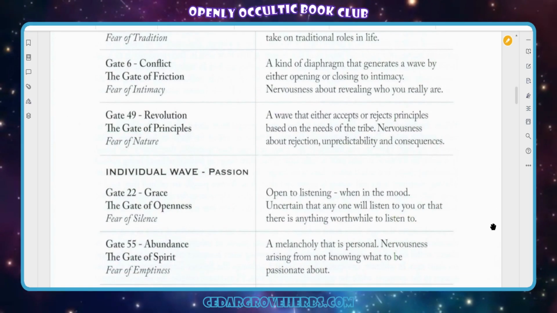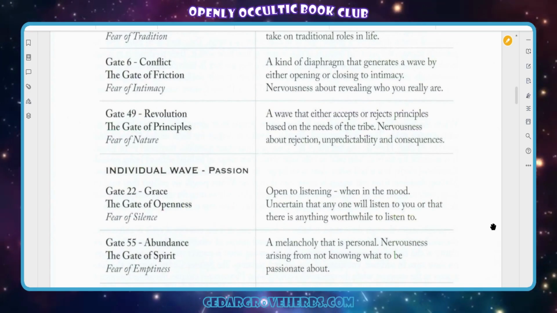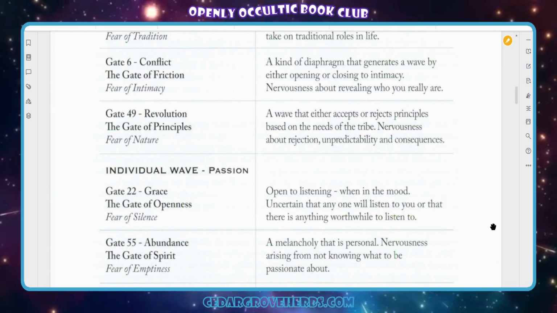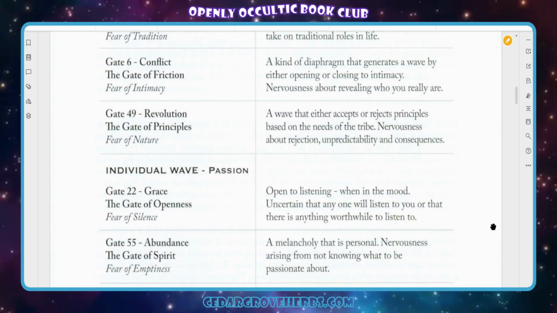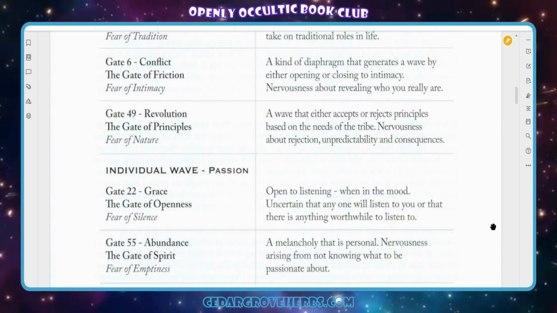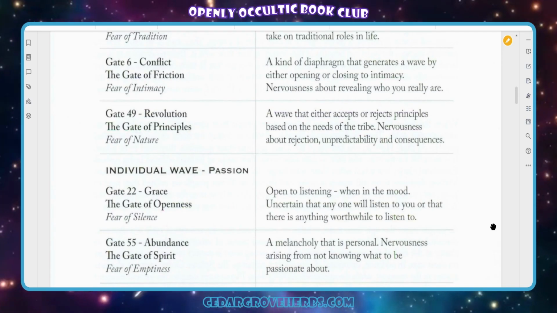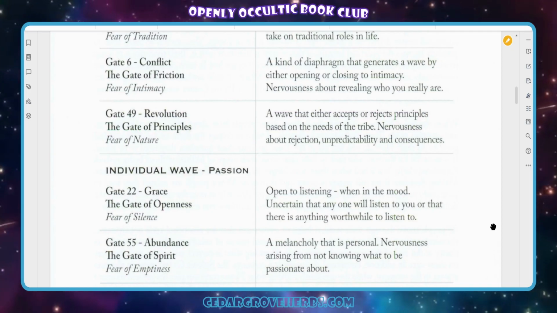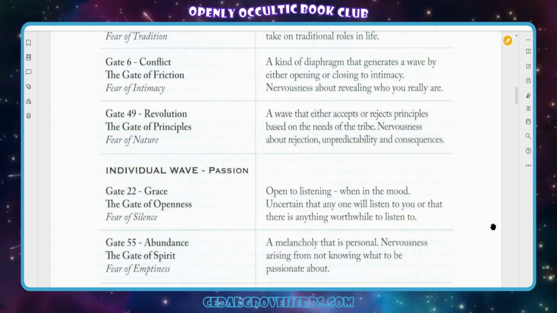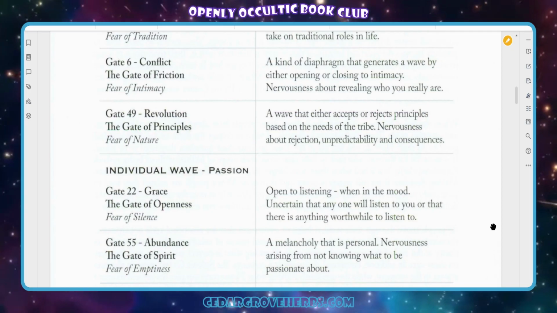Gate 49, revolution, the gate of principles. Fear of nature. A wave that either accepts or rejects principles based on the needs of the tribe. Nervousness about rejection, unpredictability, and consequences.